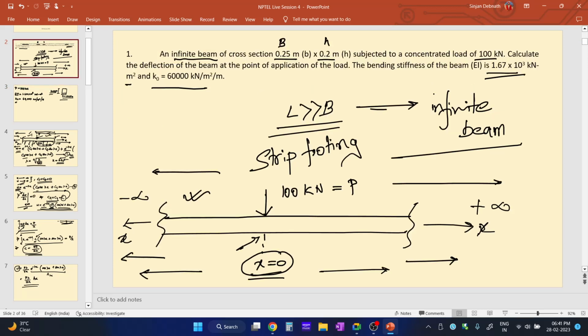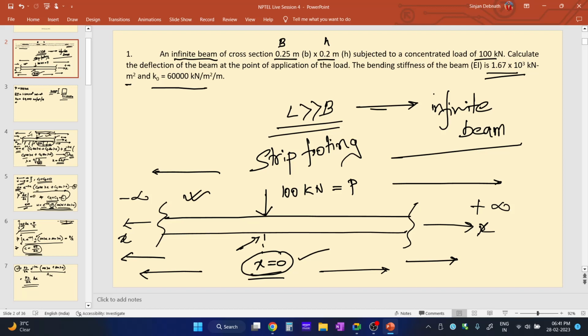Subjected to a concentrated load of 100 kilonewton. Calculate the deflection of the beam at the point of application of the load. So you need to find out W at x equal to 0. The bending stiffness of the beam is given as 1.67 × 10^3 kilonewton meter square, and K0 is also given, 60,000 kilonewton per meter square per meter.